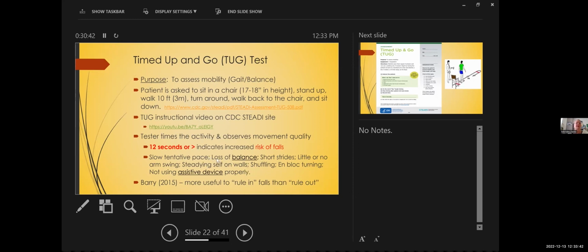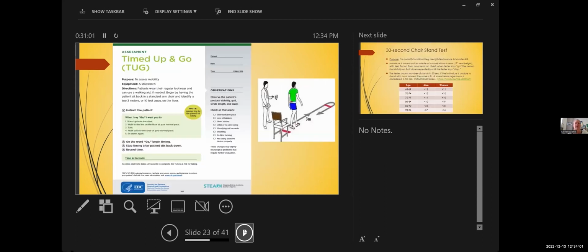You can also observe if they look unsteady with their walking, and you can give a report of what you observed there. Berry found in 2015 that the TUG is probably more useful to rule in falls than to rule out falls as an assessment. This is on the CDC website. It shows you exactly how to perform the test, gives you the instructions and a little feedback for your patients.